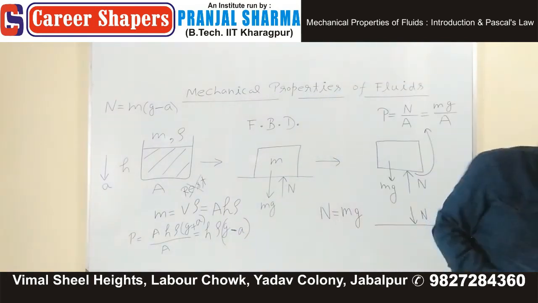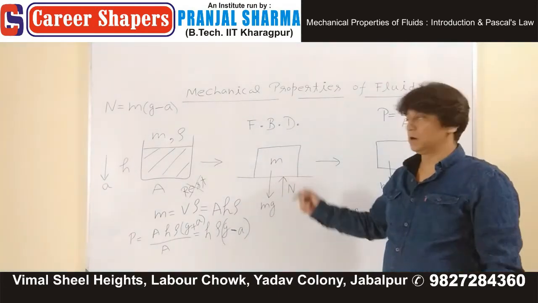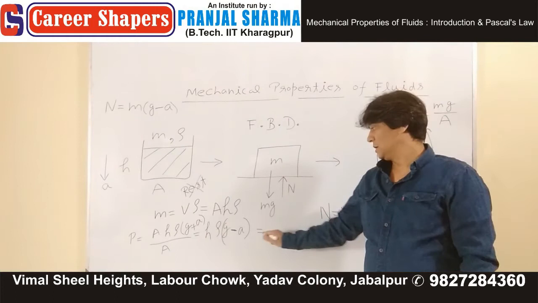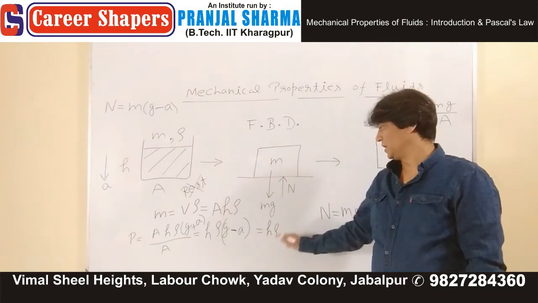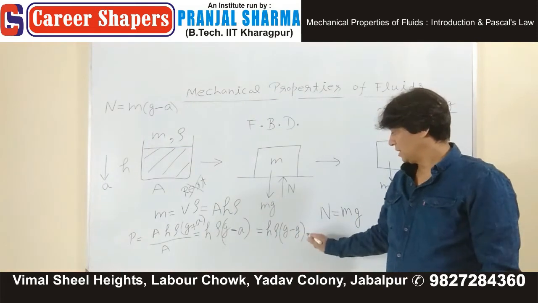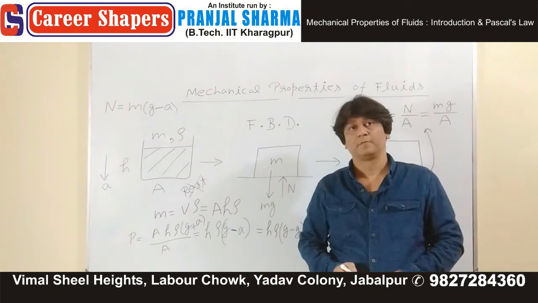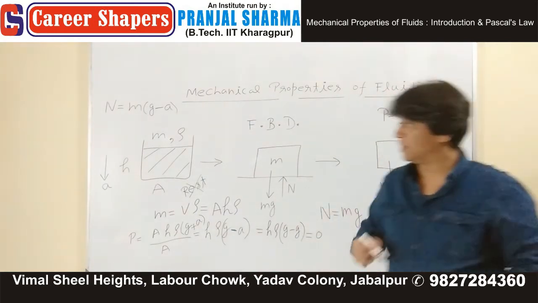And when I say a freely falling bottle or a beaker, freely falling things means your A is also G, and therefore pressure will be what? 0. Note down this and write down the statement.